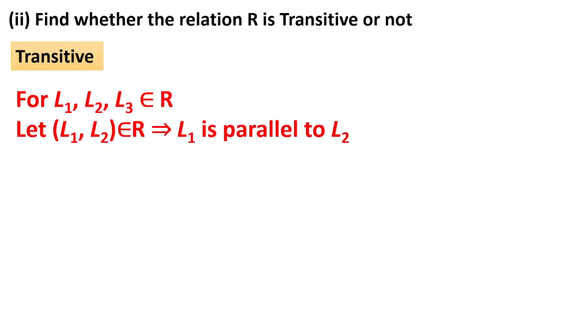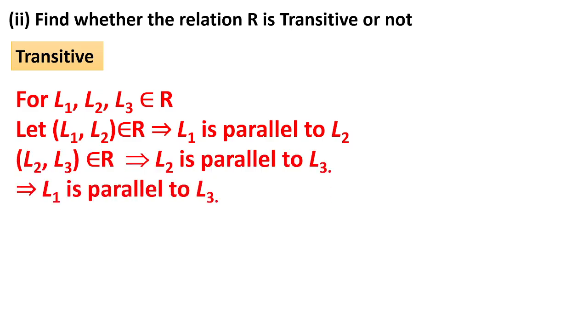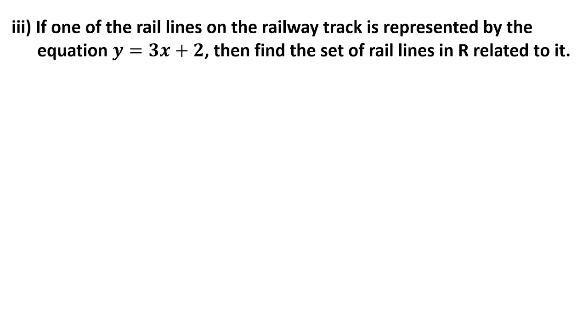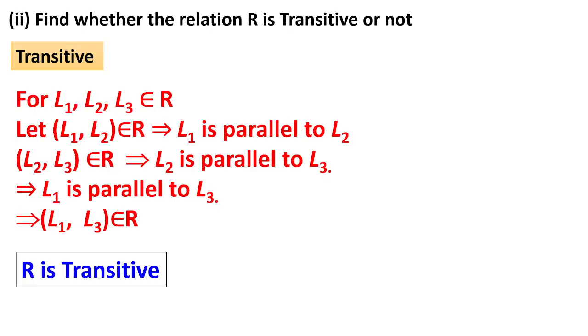Now they are checking whether this relation is transitive. You have to take three lines now. L1 parallel to L2, L2 parallel to L3. Therefore L1 is parallel to L3. Therefore it is transitive. Simple. I think it is very easy to prove, but you should not write directly. You have to take L1, L2. You have to write that L1 parallel to L2, L2 parallel to L3. Therefore L1 and L3 are related.